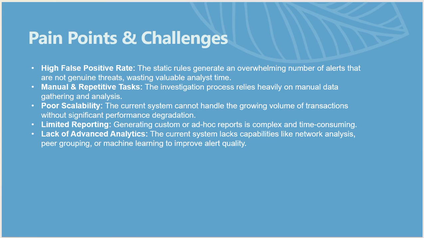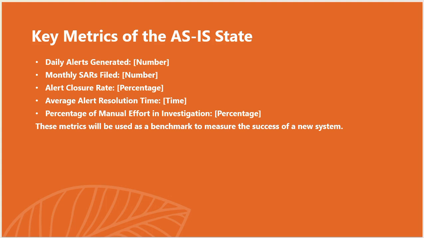So these are the pain points: limited reporting and a lack of advanced analytical techniques. The current system lacks capabilities like network analysis, peer grouping, and machine learning to improve alert quality. We need to keep this in mind and add it in the to-be process. The system should have network analysis, peer grouping, and machine learning techniques, which will help grow the transaction monitoring system as online transactions increase. The system should track all transactions from a live, real-time perspective.